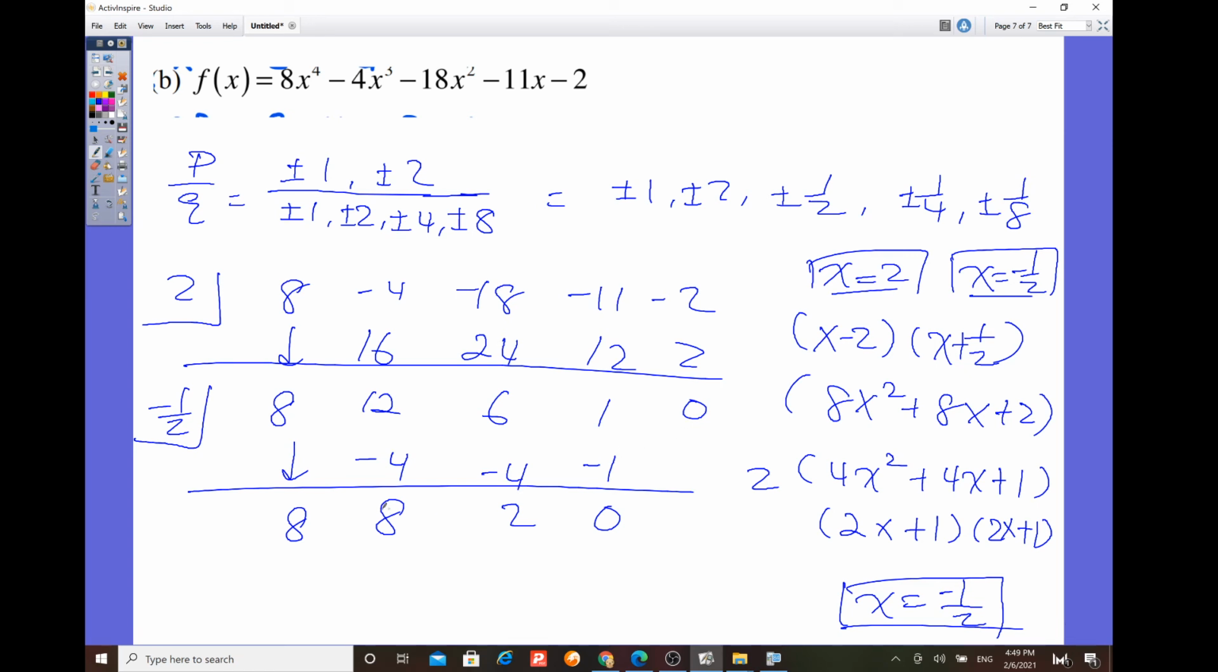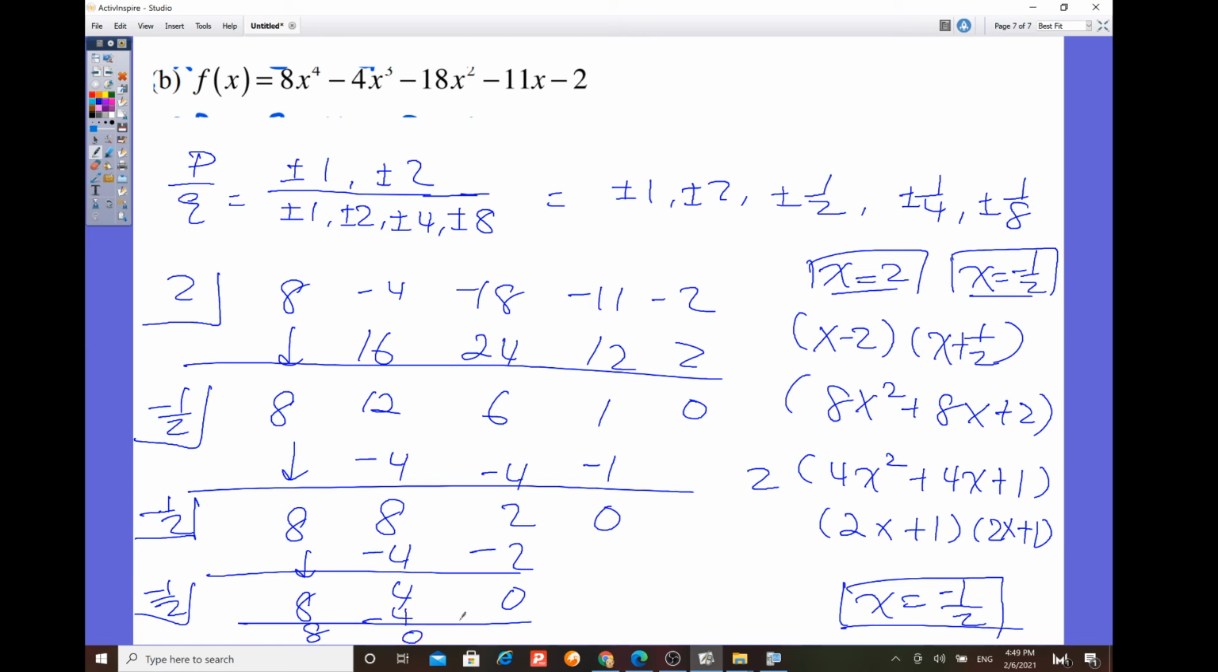Okay, so let's try that one more time, negative 1 half. Does that work? 8 times negative 1 half, negative 4, plus 8, 4 times negative 1 half, negative 2. It does. If you keep trying it, it will work. 8, bring it down. 8 times negative 1 half, negative 4, 0.